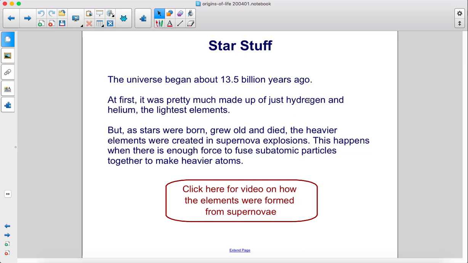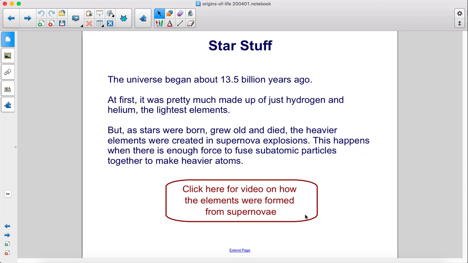The universe began about 13.5 billion years ago. At first, it was pretty much made up of just hydrogen and helium, the lightest elements. But as stars were born, grew old, and died, the heavier elements were created in supernova explosions. This happens when there is enough force to fuse subatomic particles together to make heavier atoms.